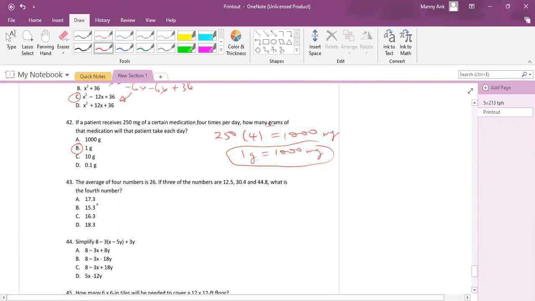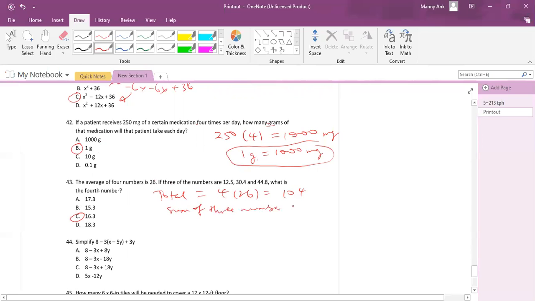Then number 43, the answer is 16.3. The average of four numbers is 26. If three of the numbers are given, what's the fourth one? Okay, so you have to find the total first, like we did for the other fraction. So total, there are four numbers. So 4 times 26 will be the total, which is 104. You know three of the numbers, so sum them up.